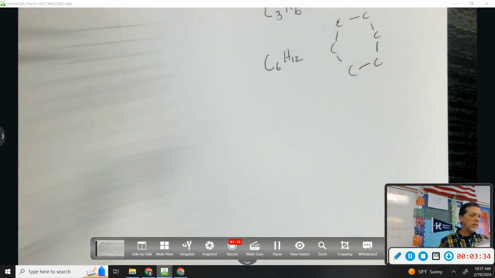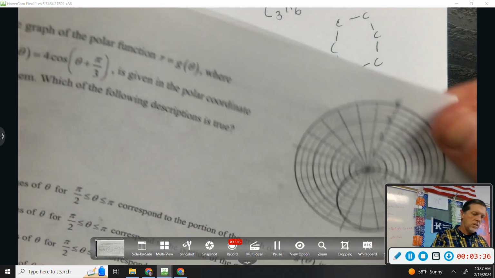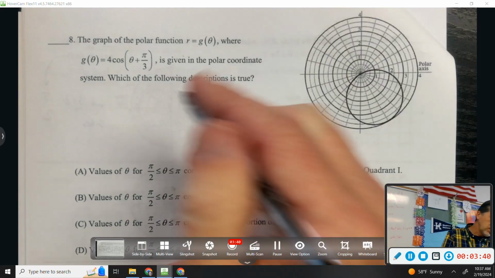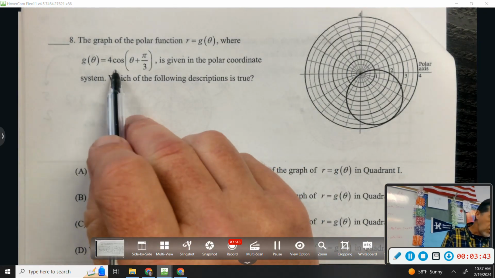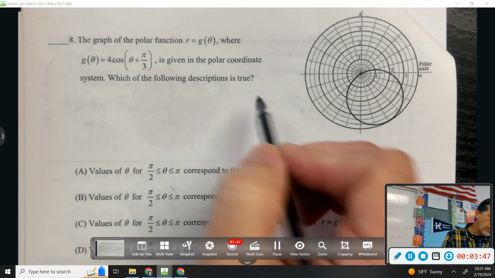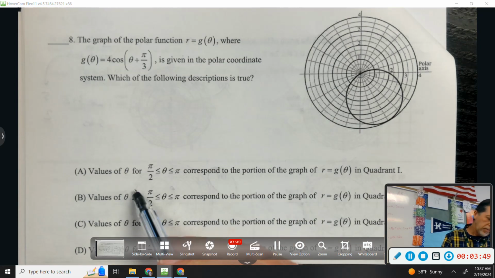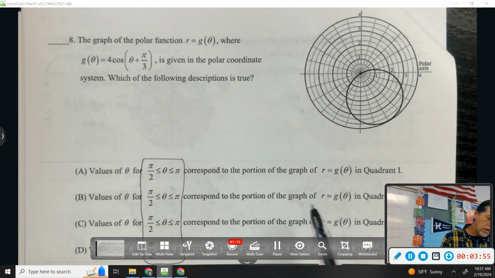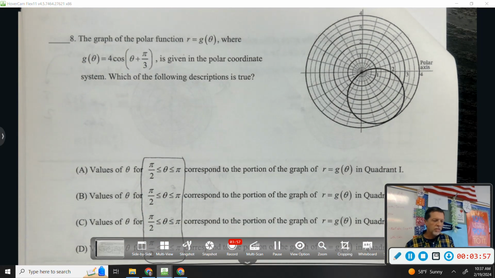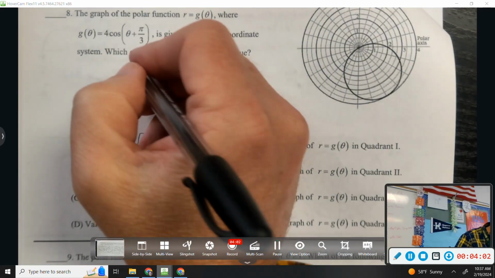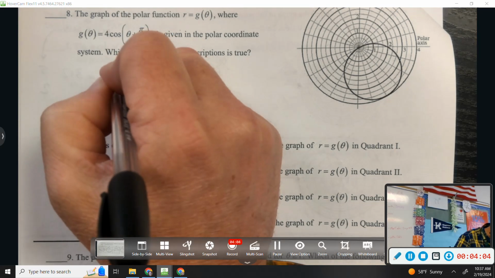Number 8. The graph of the polar function 4 cosine theta plus 3. Which of the following is true? Okay, for values between pi over 2 and pi, that's on all of them, correspond to which portion of the graph? Okay, well, let's plug in pi over 2 and pi and maybe other stuff and see what we get.